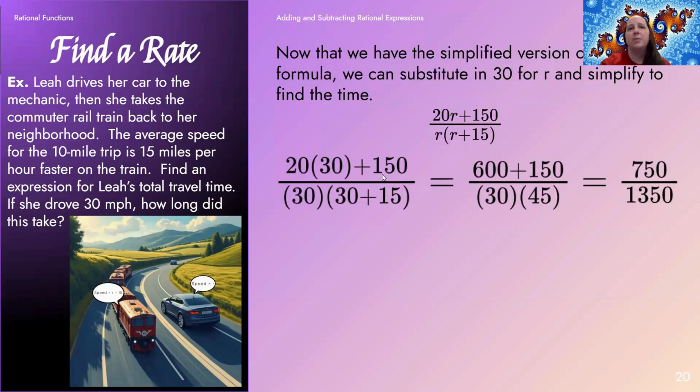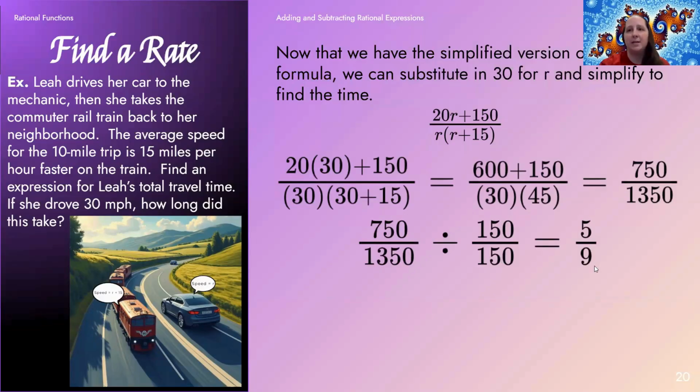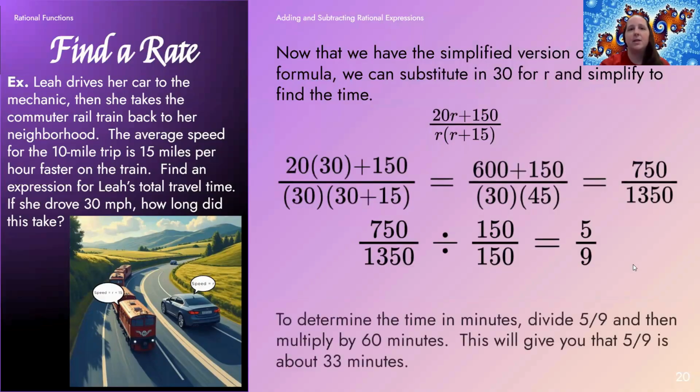So again, I'm going to substitute that 30 in. So 20 times 30 plus 150 divided by 30 times 30 plus 15 is going to end up giving me 750 divided by 1,350. I can then divide both my numerator and denominator by 150, which gives me 5/9. To determine the time in minutes, I divide 5 by 9, and then I multiply that answer by 60, which gives me about 33 minutes. So 5/9 is about 33 minutes of an hour.